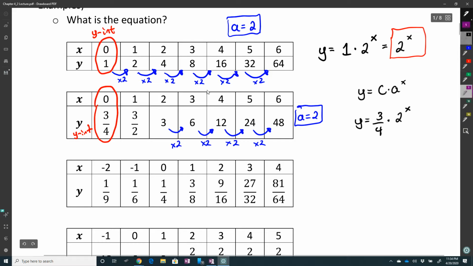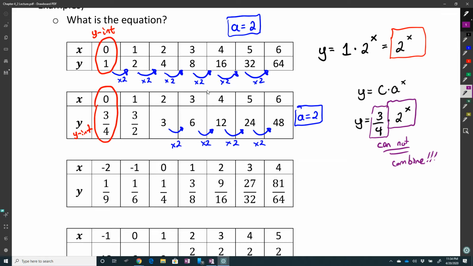Okay? These two things here are completely separate and they do not mingle. You cannot combine them. Do not try to simplify that because you can't. It's 3/4 times 2 to the x. The reason is that the 2 is raised to the x, but the 3/4 isn't raised to the x. In order to combine like terms, they both have to be raised to the same power. And since they're not, we can't combine them. So it's just 3/4 times 2 to the x.